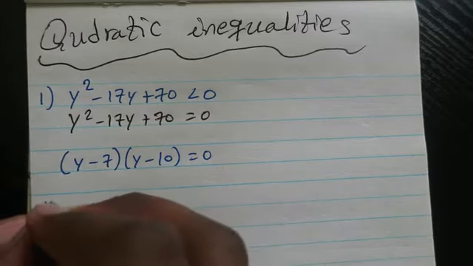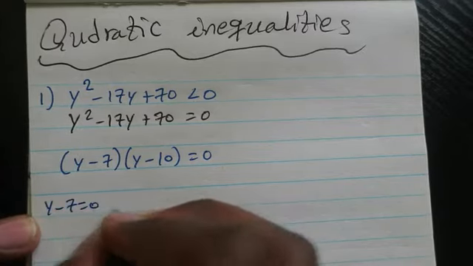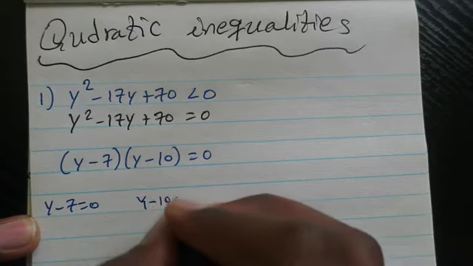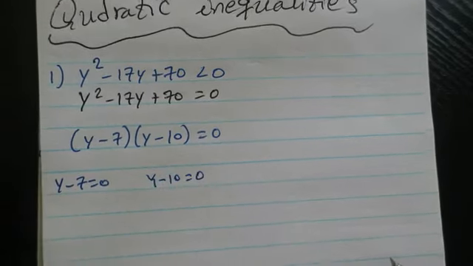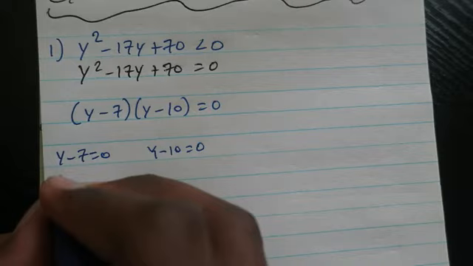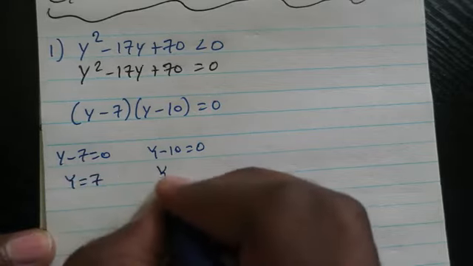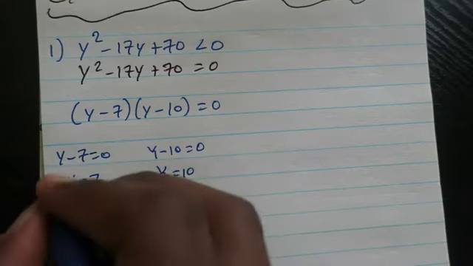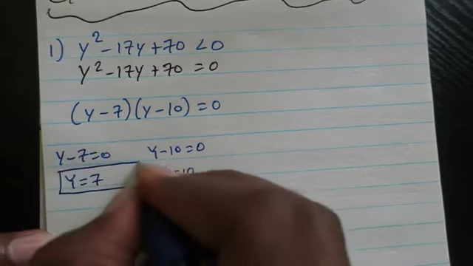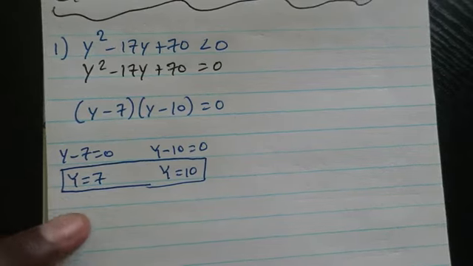So in this case, either the first factor has to be equal to 0 or the second factor has to be equal to 0. What makes this 0 is if y equals 7, and this one if y equals 10. So the solutions to the quadratic equation are y equals 7 and y equals 10.